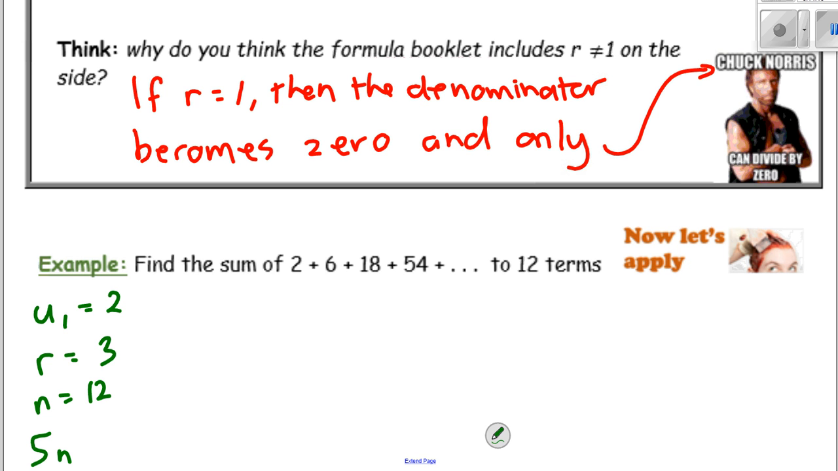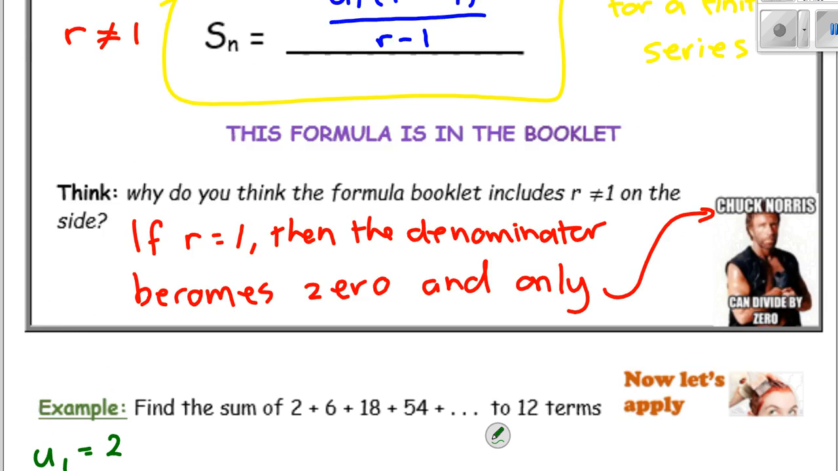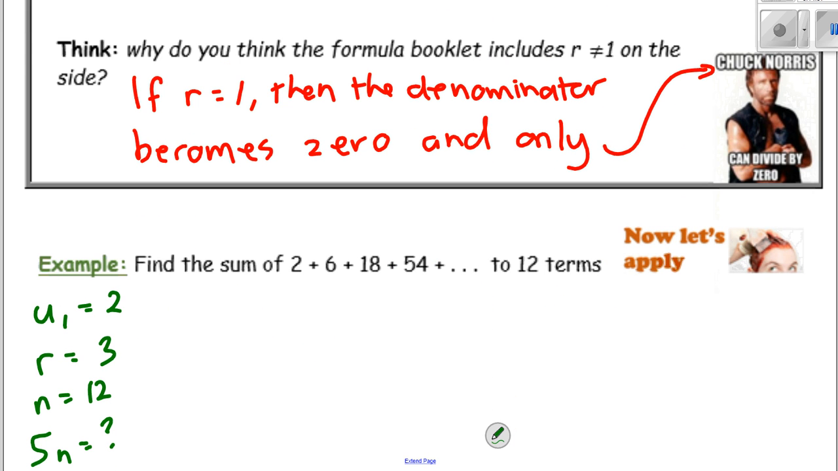I sometimes like to write what we're looking for as well. It just helps me plan out what I'm doing. And then we throw it into that wacky formula. So it's S of 12, the most straightforward one. Our numerator is 2, notice its brackets, u of 1, brackets, r to the power of n. So 3 to the power of 12, we've got to put into the calculator, minus 1, over r minus 1, 3 minus 1.